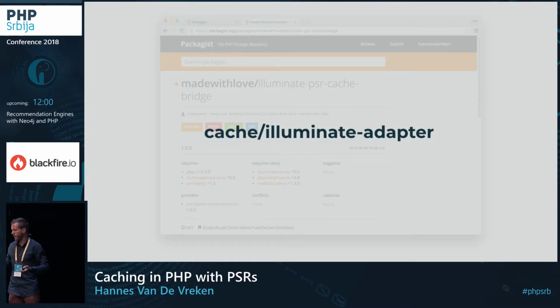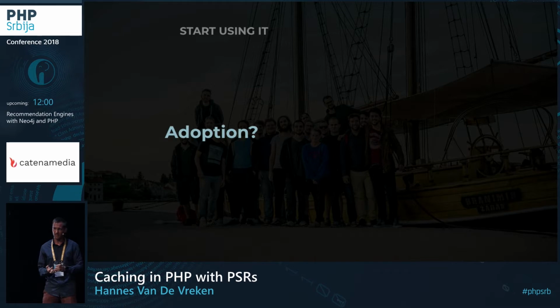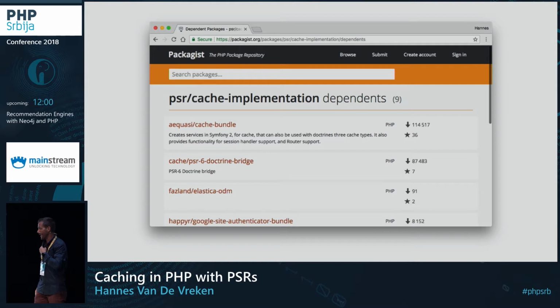I created this, but I endorse the official one that's better maintained than my own. So how is the adoption? It has been finalized and accepted at the end of 2015. And if you go look at PSR cache implementations, now we will see that not a lot of libraries depend on it. It's only 9, so that's pretty poor.